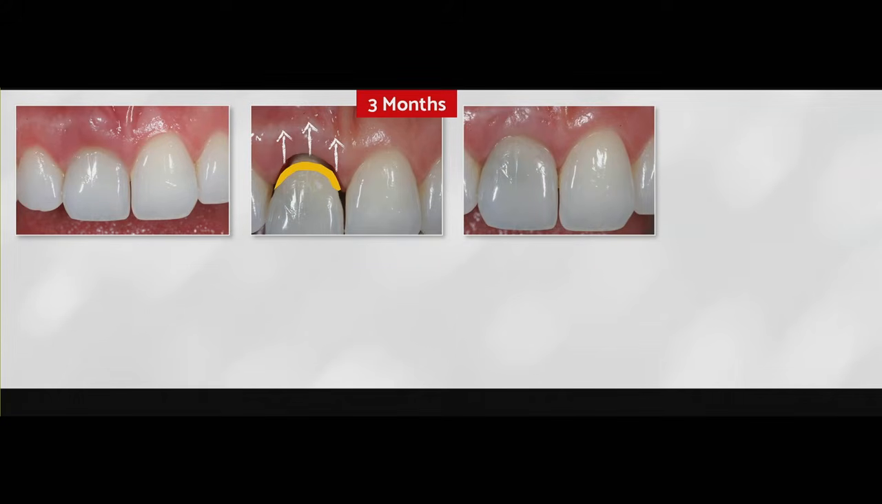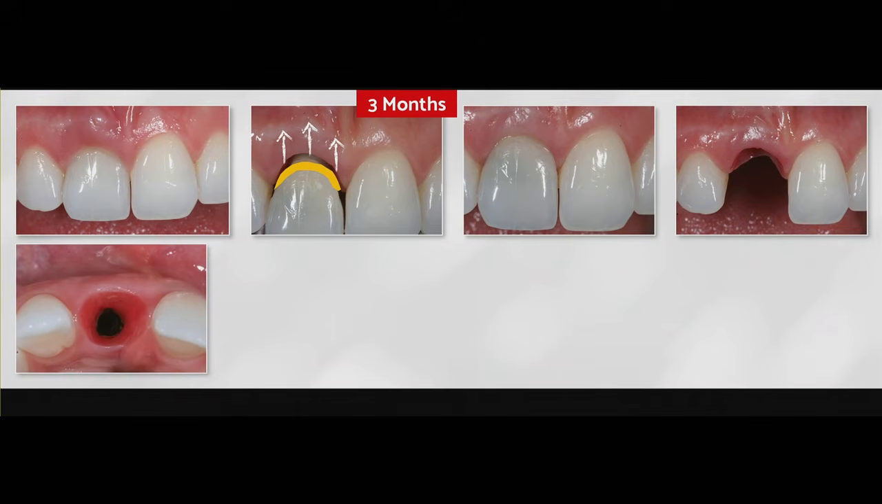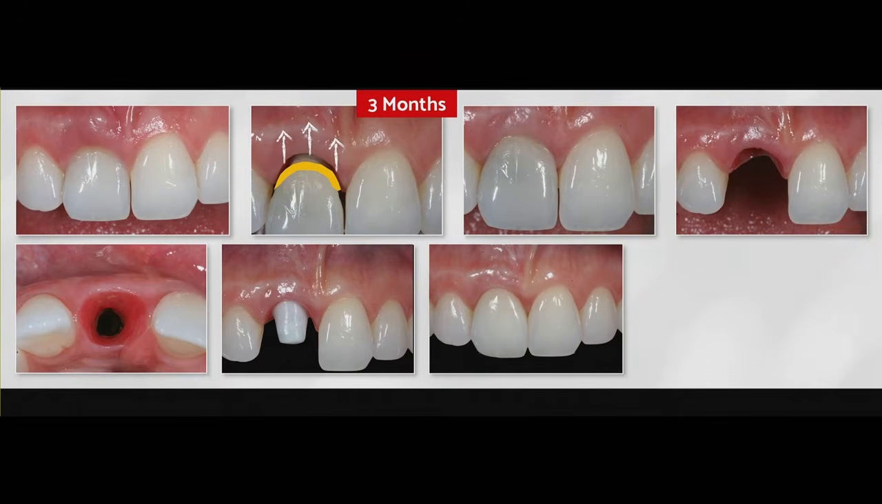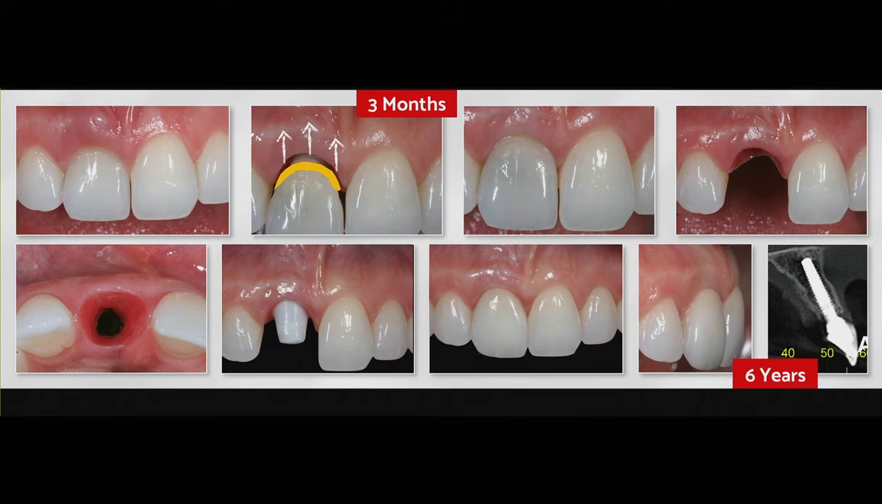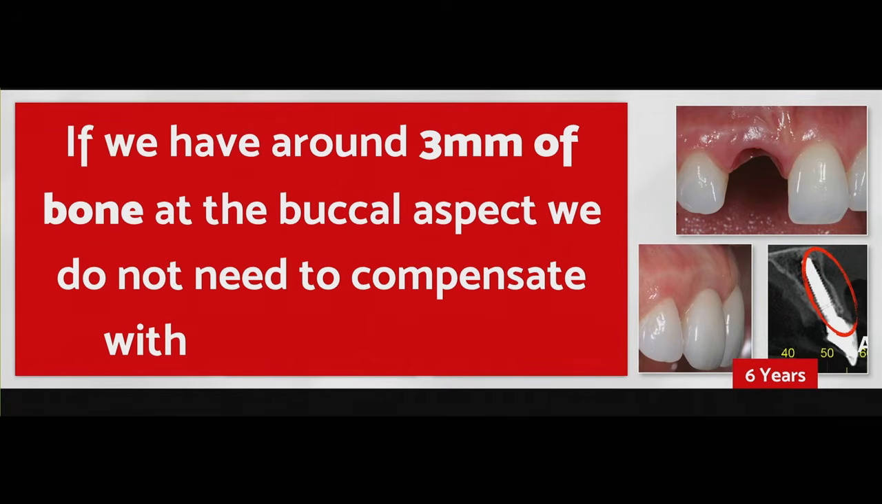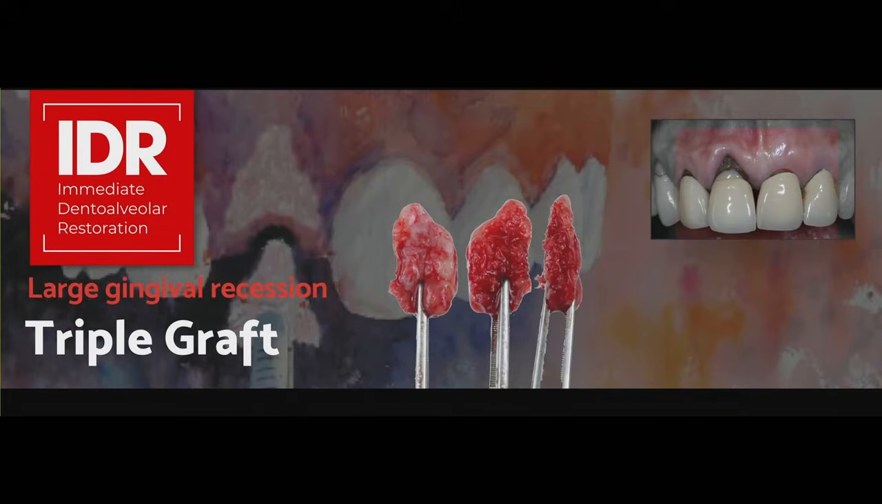As soon as we finished this task, we removed the provisional restoration in order to evaluate the soft tissue quality, the maintenance of gingival architecture, the soft tissue volume. We took the impression, we made the final abutment, and the final restoration. And here you can see the post-op after 6 years, the clinical view and the CBCT scan. The new buccal wall completely remodeled and stable. So if you have around 3 millimeters of bone at the buccal aspect, you do not need to compensate with soft tissue graft. That's the way that we've been working the last 13 years.